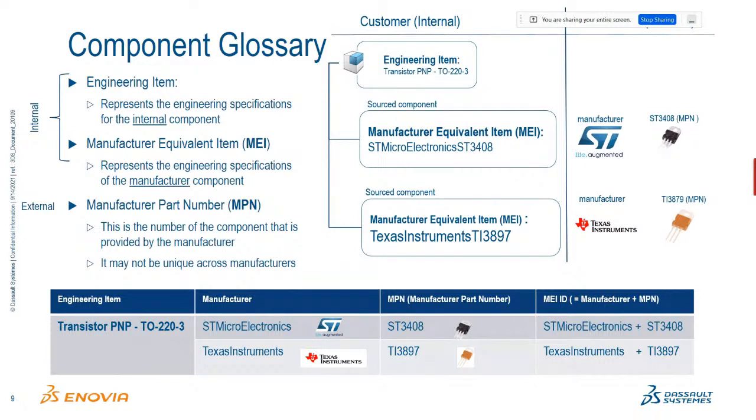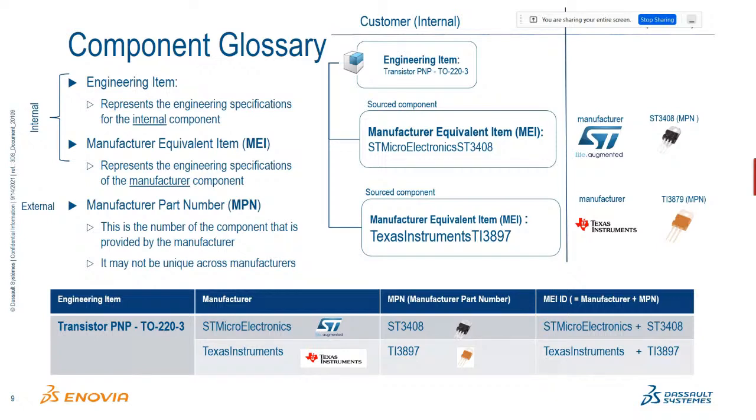Okay, so on the left side, we see an engineering item. This is a transistor, for example. It has an internal number, which is the company number given by the internal company. Now, if I want to source it from outside, I have two sourcing manufacturers. One is ST Microelectronics, and the other one is Texas Instruments. So each one of them has their own MPN number, as you can see.